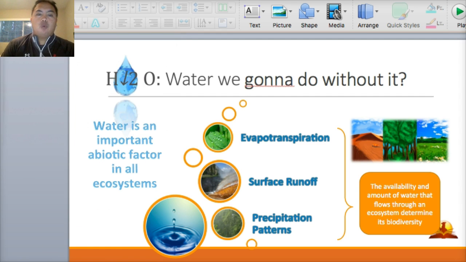The next thing we talked about was water. Water is also an important abiotic factor, so we talked about soil. Water is just as important in terms of a factor for ecology. Now, the availability of the amount of water that flows through an ecosystem is determined by its biodiversity. In terms of how water comes to an ecosystem, it could be from evaporation and transpiration, evapotranspiration. It could be runoff from another ecosystem, or again, precipitation from rain or snow.